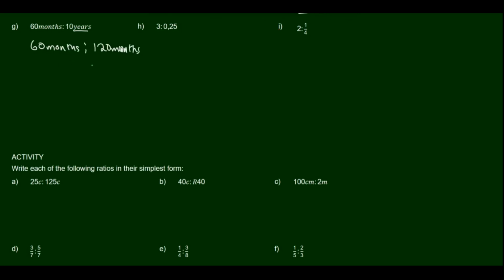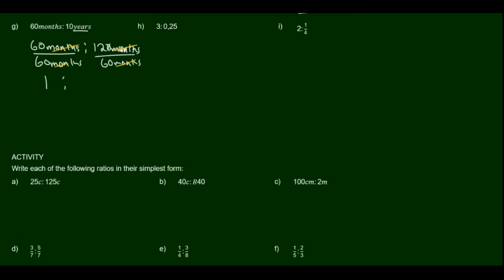And then the highest common factor between 60 months and 120 months is 60 months. So we divide by 60 months, and the months cancel each other out. 60 divided by 60 is 1, so we remain with 1. Is to 2, since 120 divided by 60 is 2.